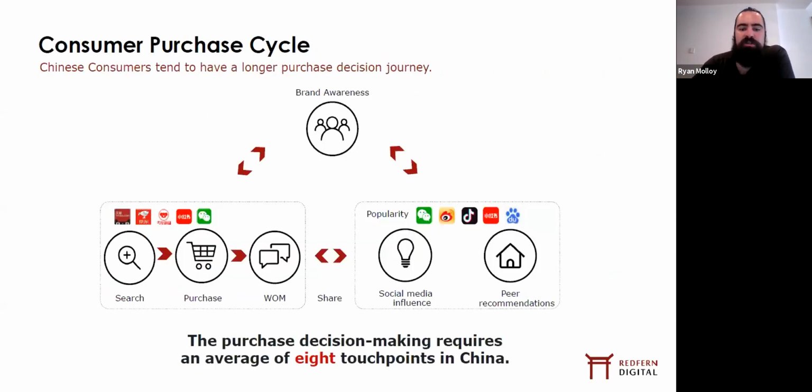And then the consumer purchase cycle, this is another thing. Things don't always just happen in the beginning. It does take time with e-commerce. So we'll tell a brand, look, we're trying to hit 5 million, 6 million GMV in the first year. And then the question becomes, well, the first month we did 40,000. How are we going to hit that, Ryan? It does take on average 8 times that a consumer needs to have some touch point with your brand in China for them to purchase.